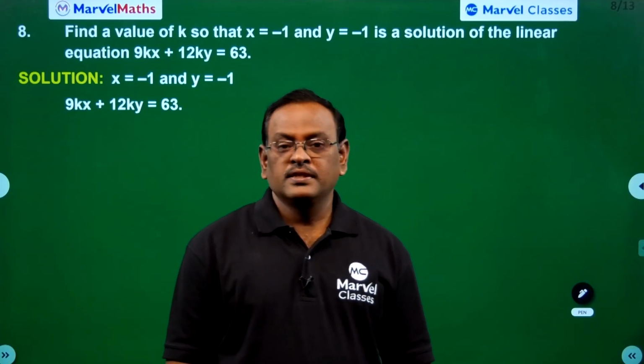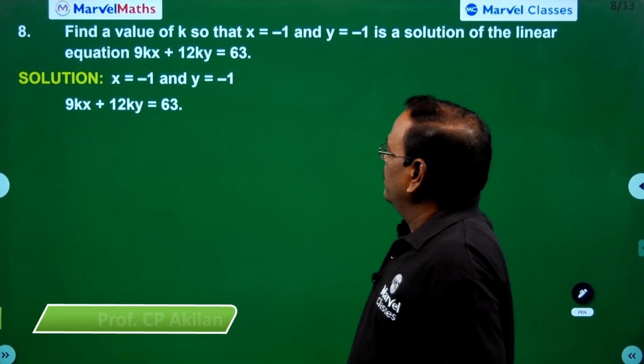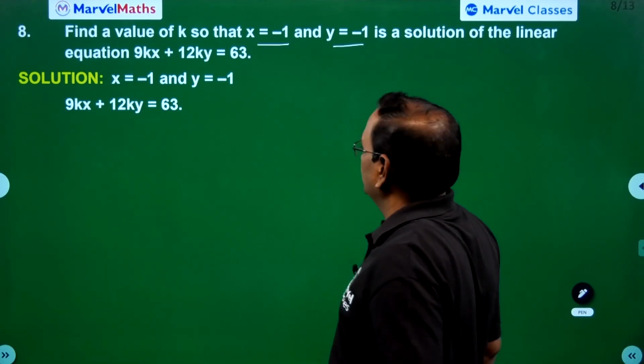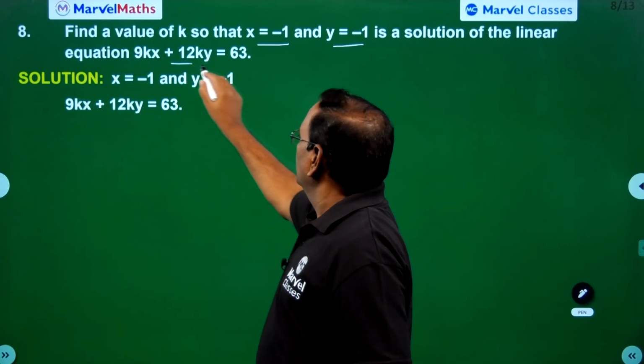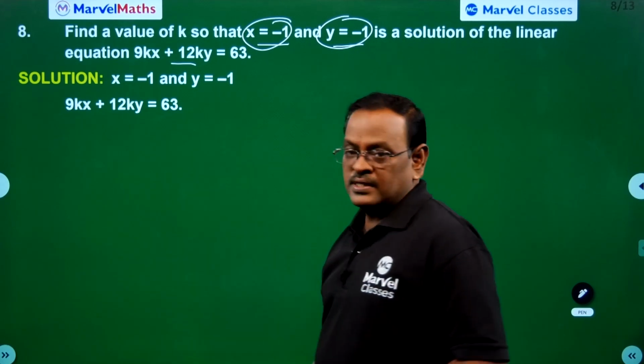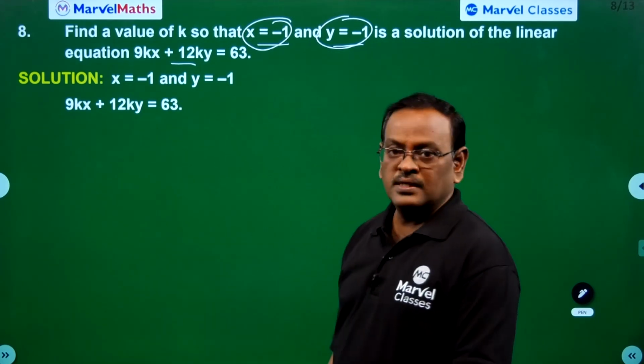So, interesting question in linear equations in two variables. Find a value of k so that x equal to minus 1 and y equal to minus 1 is a solution of the linear equation. Find the unknown constant k. You can expect either a 1 mark or 2 mark question.